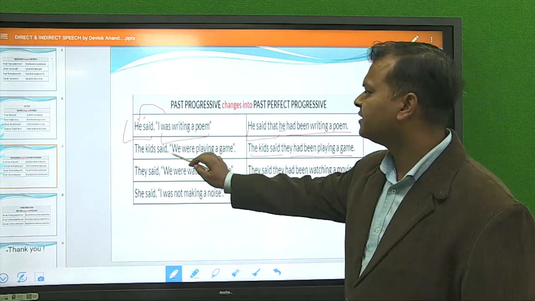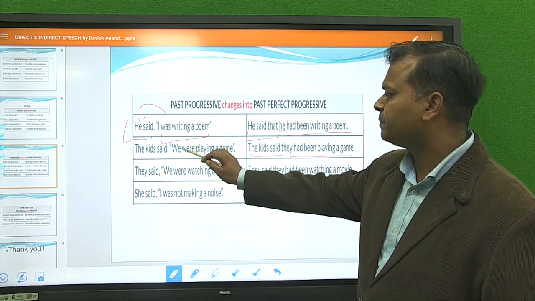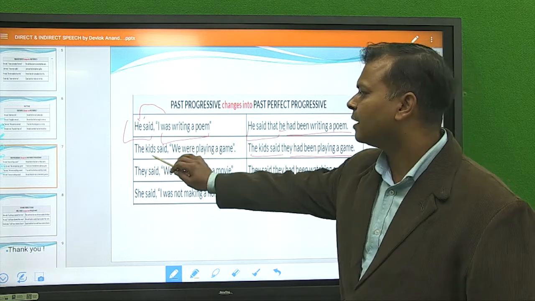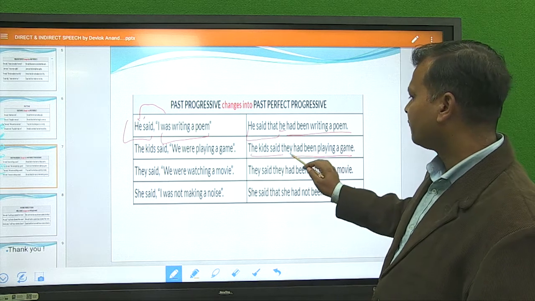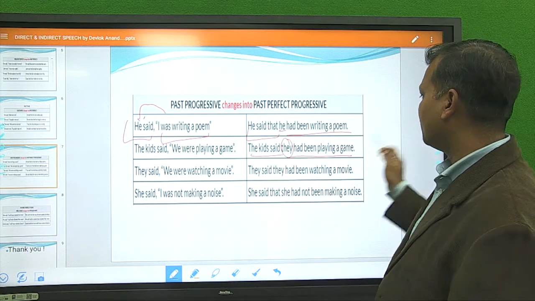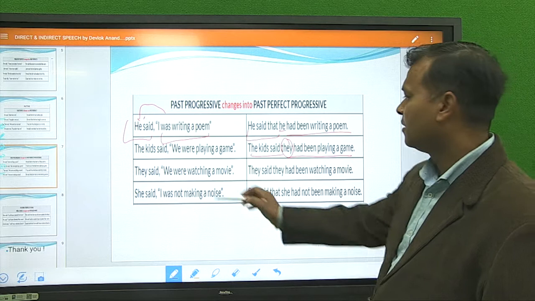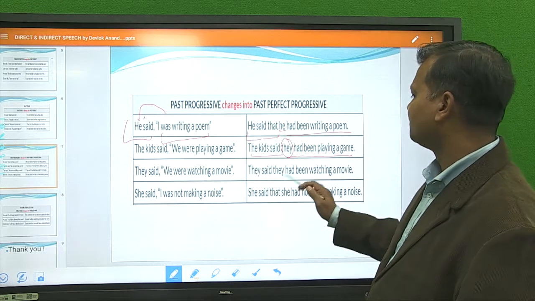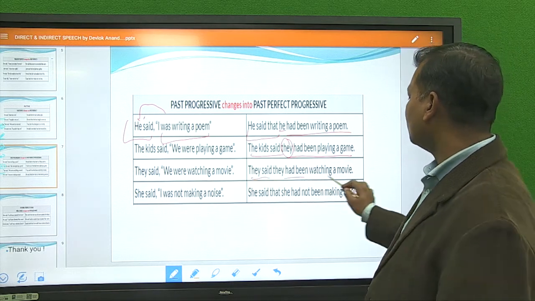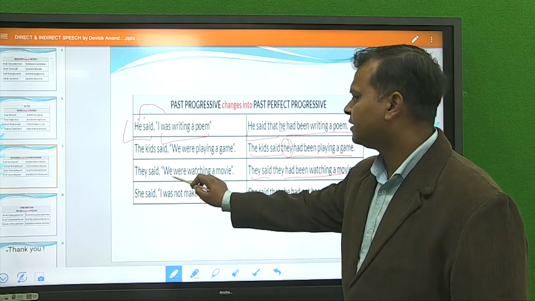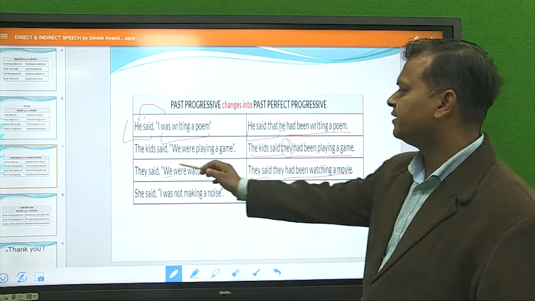"We" has come for the kids, and "we" is supposed to be the first person, and first person changes according to the subject. The kids is the subject, and therefore we have used "they" here. They had been playing a game, right? They said, "We were watching a movie." So they said that they had been watching a movie. "We" is again the first person, will change according to the subject.